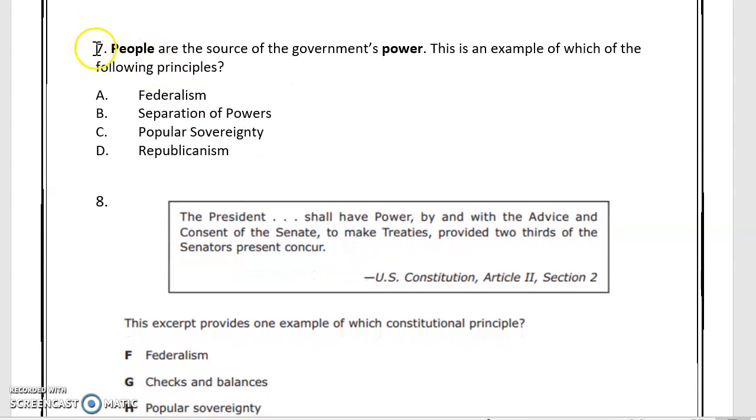Number 7, people are the source of government's power. So we have people, power. This is an example of which of the following principles? A, federalism. B, separation of powers. C, popular sovereignty. Not D.